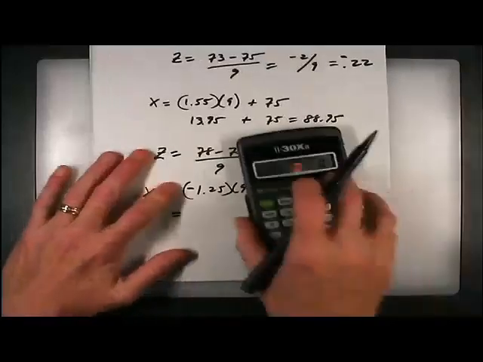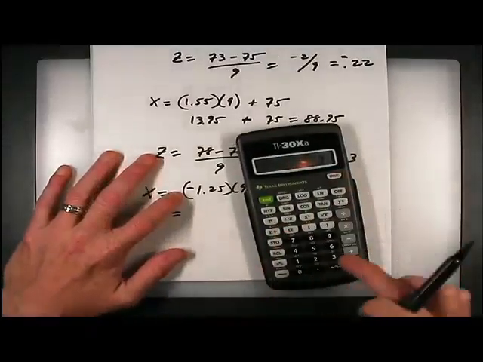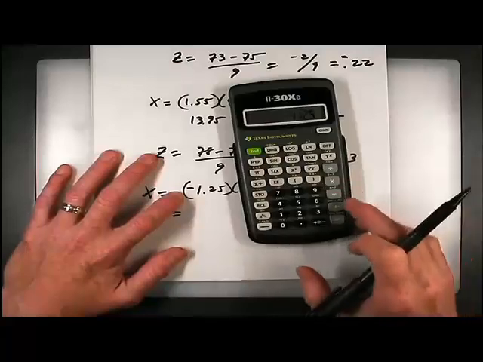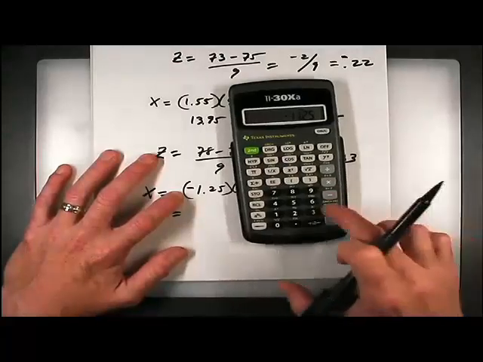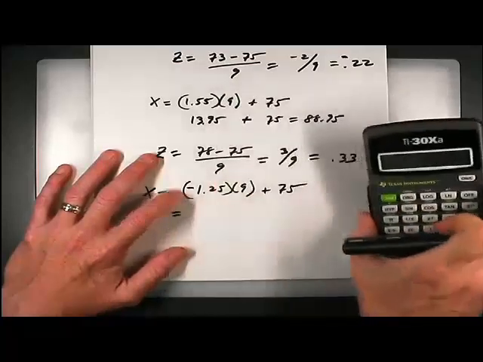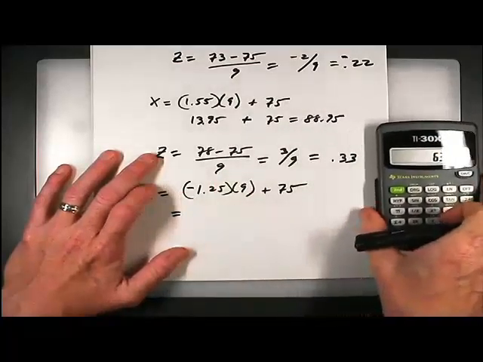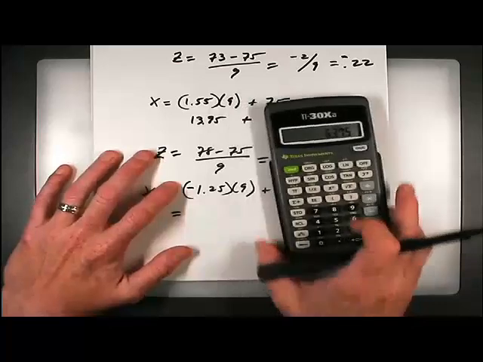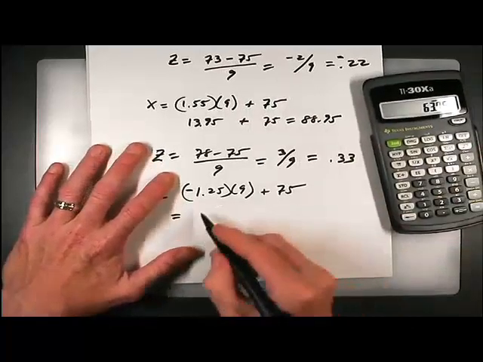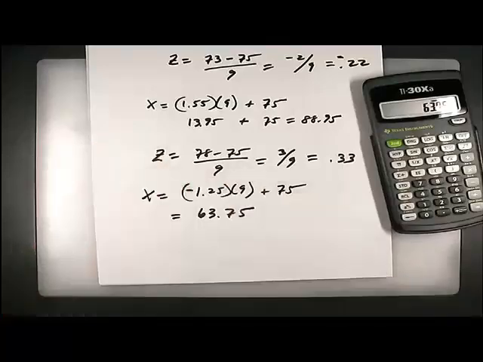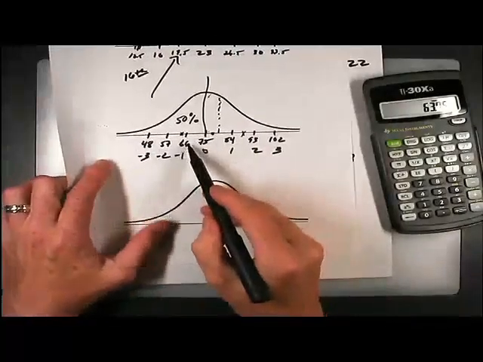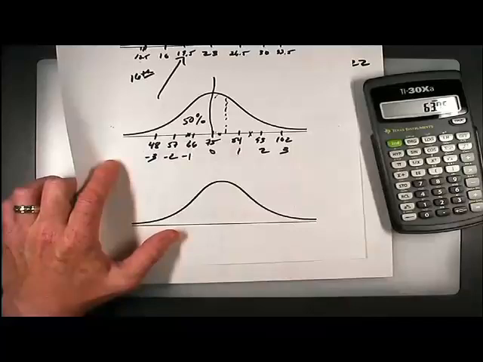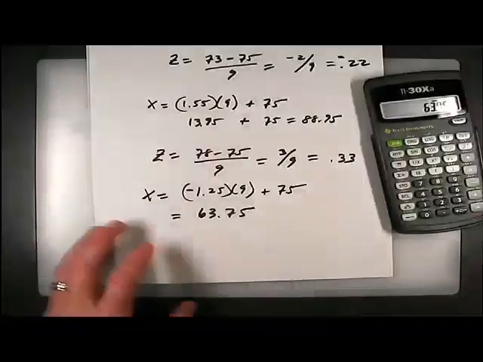So 1.25, you can make it negative just by hitting that button, times 9 equals negative 11.25, plus 75 equals 63, that's wrong. Oh, no, it's not. You're right. 63.75. Because here he is. He can't be 66, but he's going to be more than 57. There he is. Probably drew that a little wrong. 63.75.